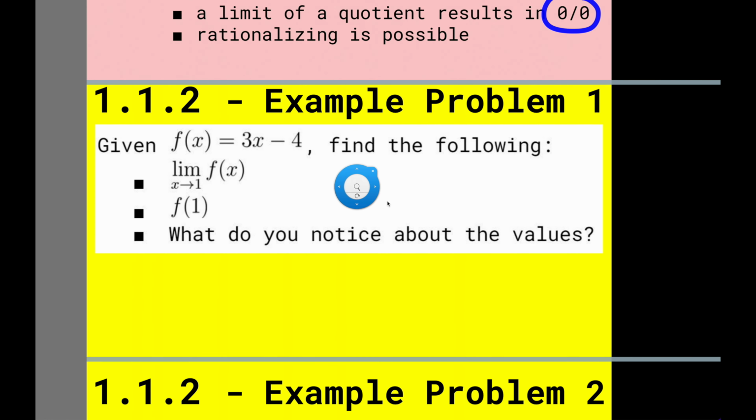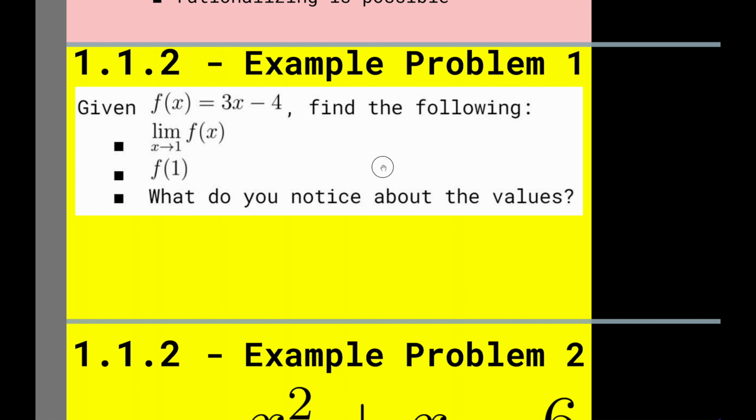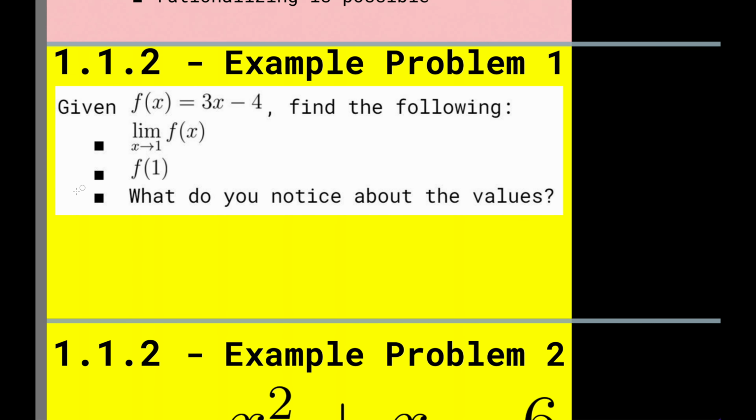All right, so example problem 1 here, it says given f of x is equal to 3x minus 4, find the following. So we're looking for this limit right here. What I just went over before is the first thing that you're going to want to do, if possible, is you're going to want to do direct substitution. So what we're going to do for this part is we're going to plug in 1 directly into this problem. So f of 1 in this case would be equal to 3 times 1 minus 4, which is just going to be equal to -1.